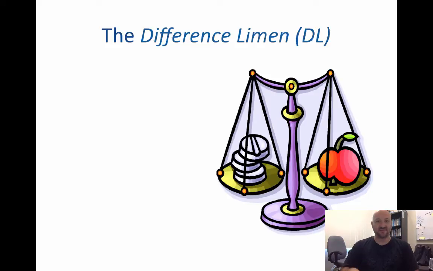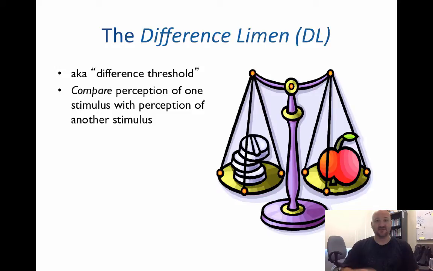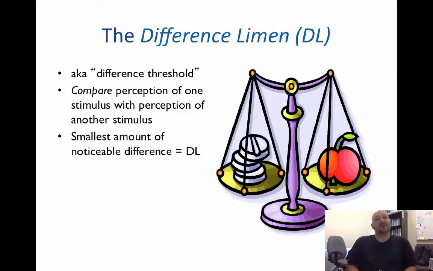Sometimes the difference threshold is called the Difference Limen, or the DL, and you can observe the Difference Limen when you are comparing the perception of two stimuli, one against the other. So the smallest amount of difference between those two stimuli that's noticeable is the Difference Limen. And that doesn't necessarily mean that the Difference Limen is close to zero. It can be pretty big. But the smallest amount of difference between two stimuli that's noticeable is the Difference Limen.